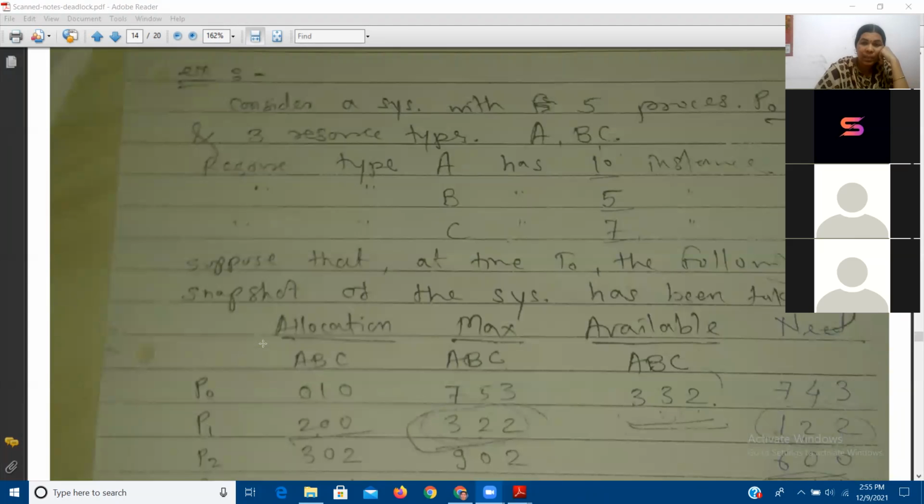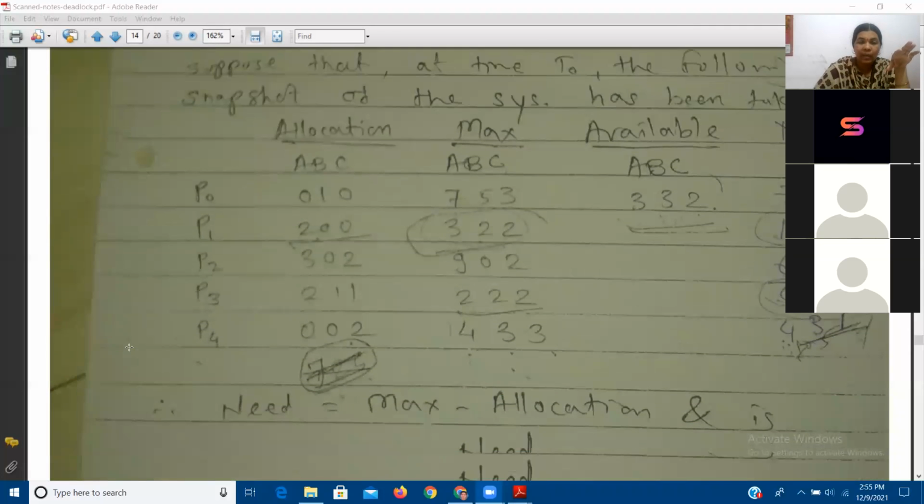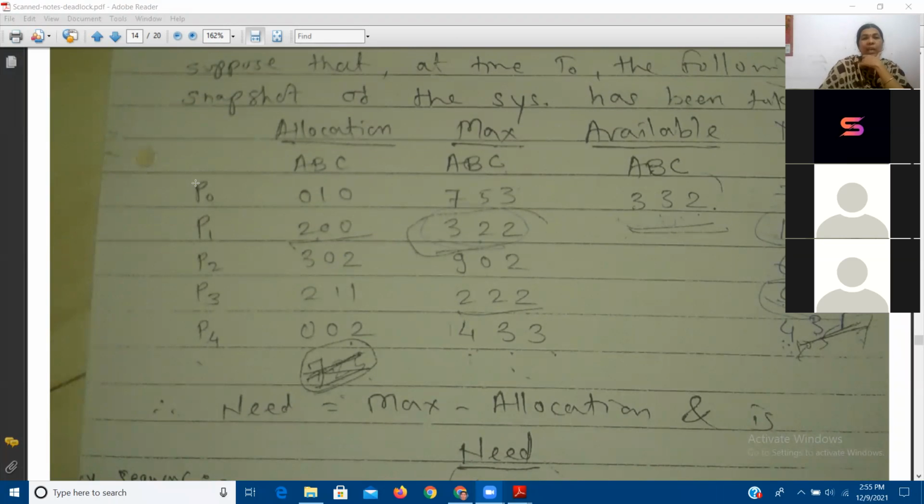तर सिस्टीम मध्ये किती प्रोसेसेस आहेत? 5 प्रोसेसेस आहेत P0 to P4 आणि रिसोर्सेस किती आहेत? 3 आहेत A, B, C. आणि A चे किती इन्स्टन्सेस आहेत? 10 इन्स्टन्सेस आहेत. B चे किती आहेत? 5 आहेत आणि C चे किती? 7 आहेत. ओके, सो फर्दर इफ यू कन्सिडर प्रोसेस P0, सो P0 ला किती रिसोर्सेस अलोकेट केलेले आहेत सध्या सिस्टीमनं?